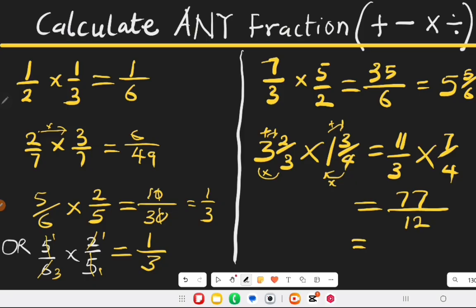We continue, we have to change this improper fraction to mixed number. How many whole lots of 12 do we have in 77? We have 6, which gives us 6 times 12, which is 72. 77 minus 72 gives us 5, meaning we have 6 whole number, 5 over 12 as the final answer.